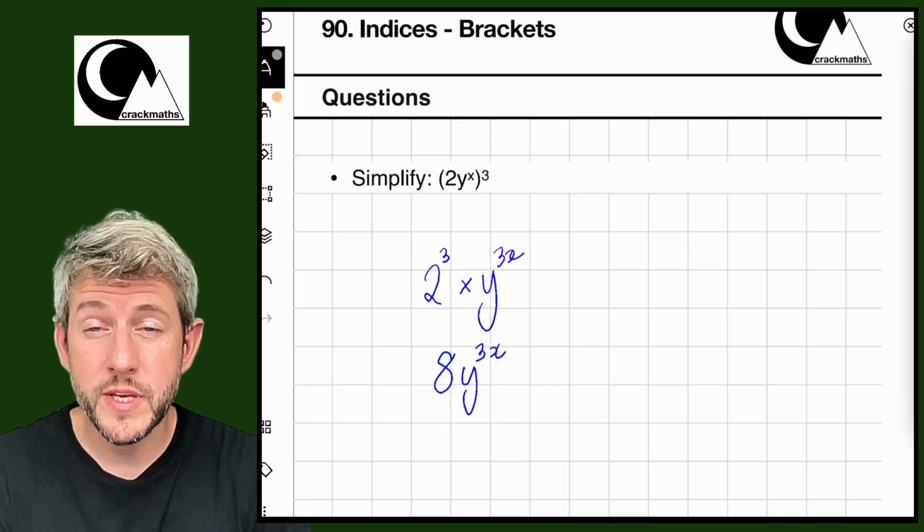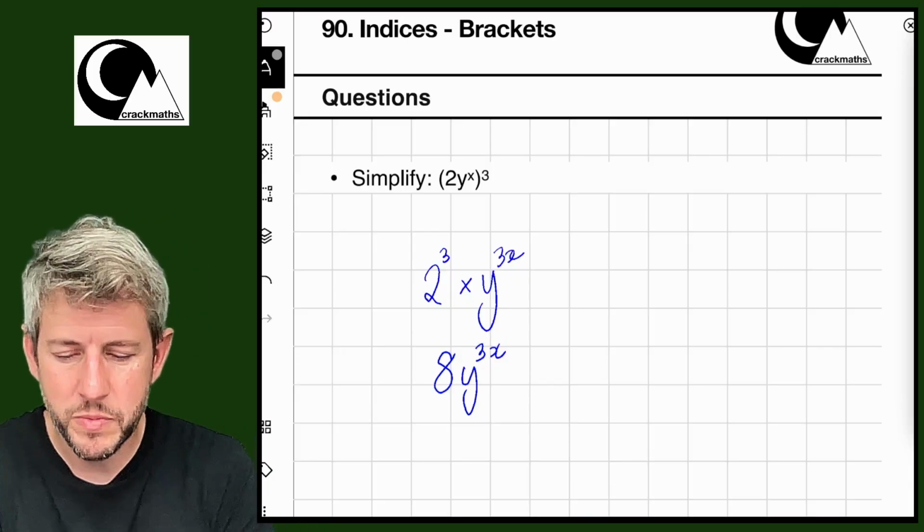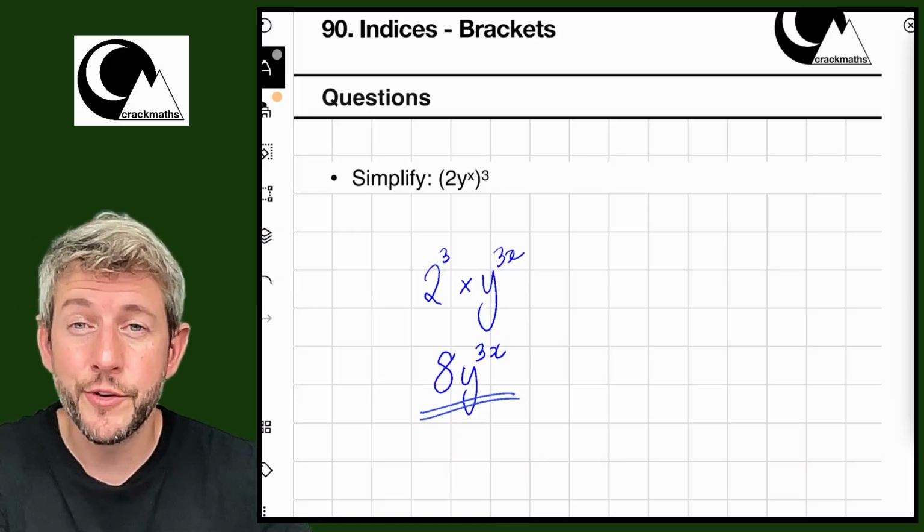Okay, and so remember, when we see the number next to the letter, that means they're multiplied together. So that is the solution to this question.